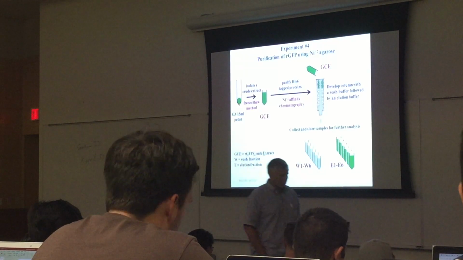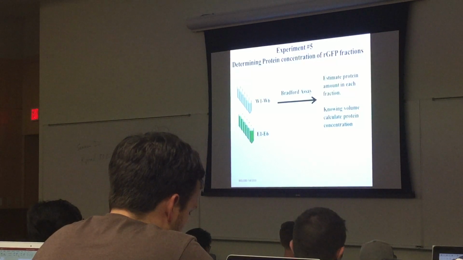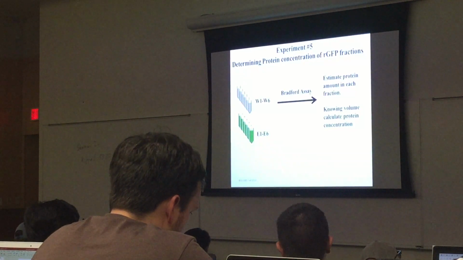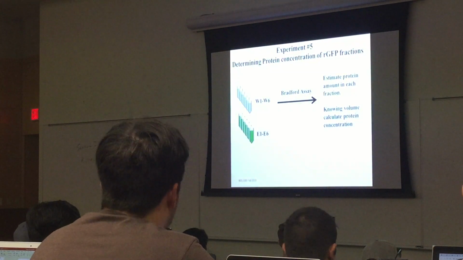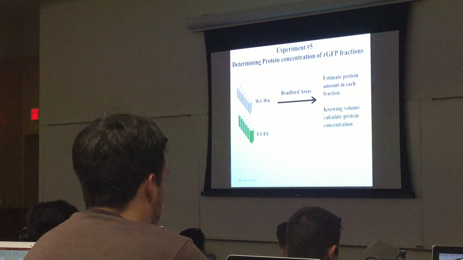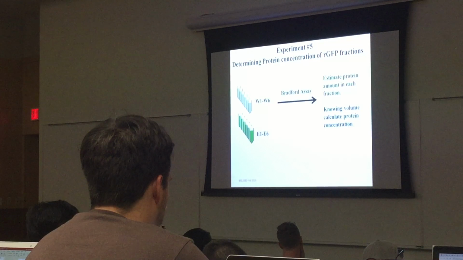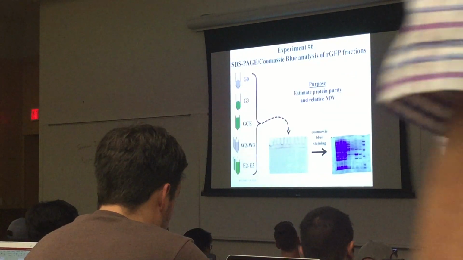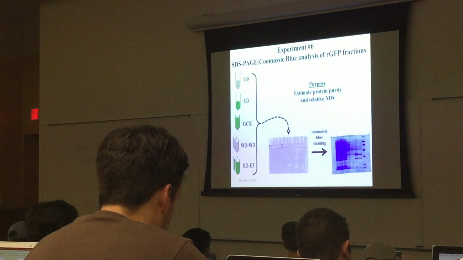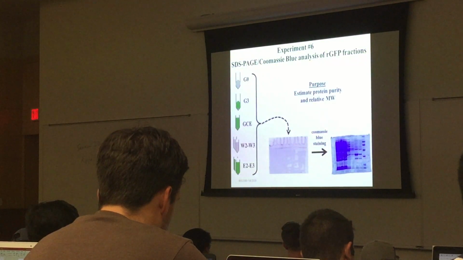When we come back next week, we'll go into lab 5, and we'll do a Bradford analysis to determine the amount of protein that's present in our fractions. That's total protein. Then, knowing the volume, we can calculate the concentration of our particular fractions. And again, these are the important fractions that we're going to be saving. Then we're going to go into lab 6. We're going to do an SDS-PAGE gel, and we may or may not do a Coomassie blue staining gel. This is to estimate protein purity and relative molecular weight.